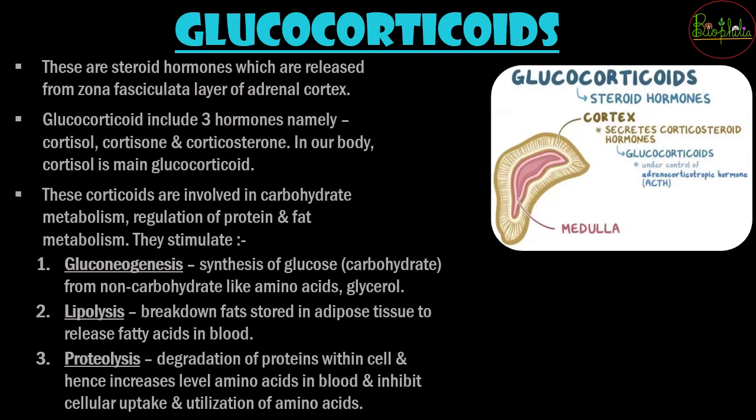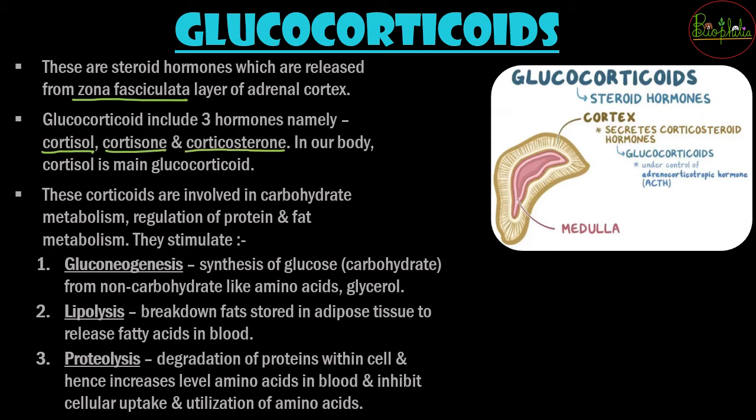The next is going to be glucocorticoids. So glucocorticoids are again steroid-based hormones because these come from the category of corticoids. They will be released from the zona fasciculata, which is the middle layer of the adrenal cortex. Now glucocorticoids include three hormones. Just like in mineralocorticoids we saw aldosterone, similarly in glucocorticoids there are three hormones: cortisol, cortisone and corticosterone.